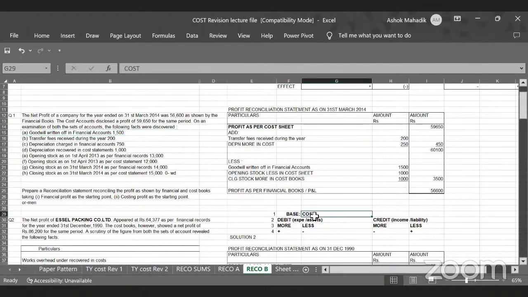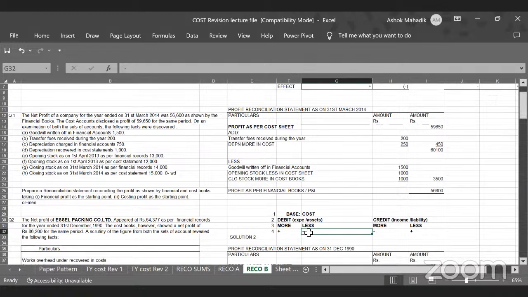Step one is cost. Because we start with profit as per cost sheet, so our base is cost. Second step, tell me debit or credit. It's a debit because it's an expense. Written off means debit of PL. Now forget credit part. So under debit, we have to see whether it is more in cost or less in cost. Goodwill written off is never there in cost sheets. So in cost sheet, it is less. So effect will be less. Should I repeat?